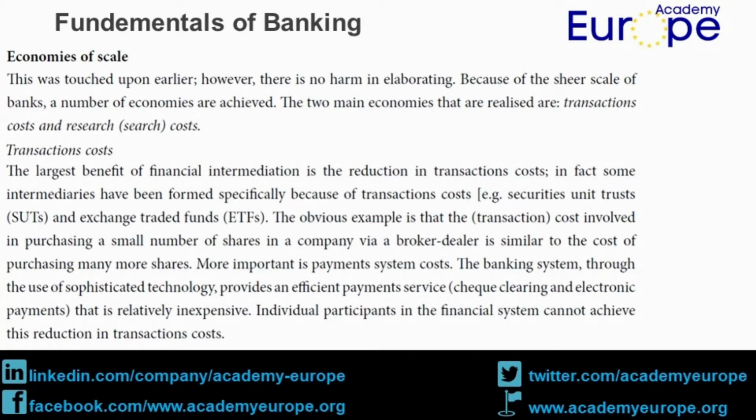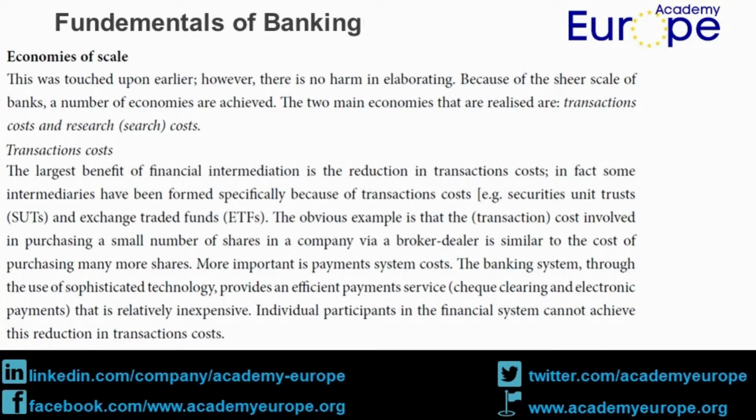Economies of scale. This was touched upon earlier, however, there is no harm in elaborating. Because of the sheer scale of banks, a number of economies are achieved. The two main economies that are realized are transactions costs and research costs. Transactions costs. The largest benefit of financial intermediation is the reduction in transactions costs. In fact, some intermediaries have been formed specifically because of transactions costs, for example securities unit trusts, SUTs, and exchange-traded funds, ETFs. The obvious example is that the transaction cost involved in purchasing a small number of shares in a company via a broker-dealer is similar to the cost of purchasing many more shares.